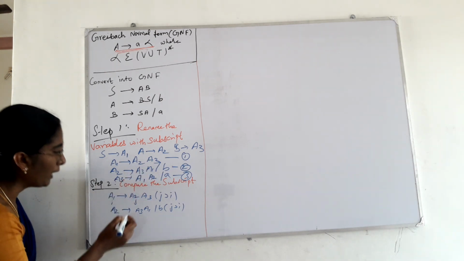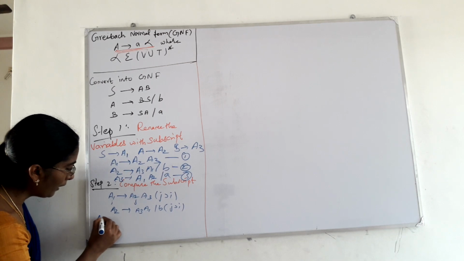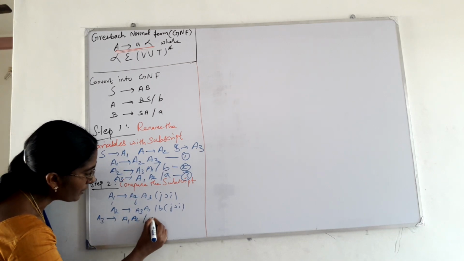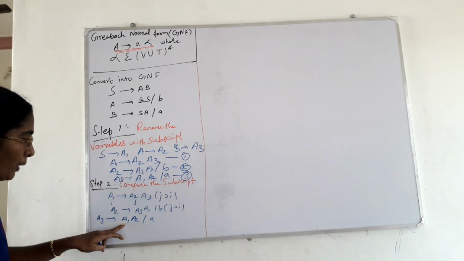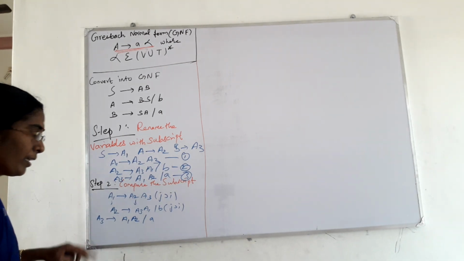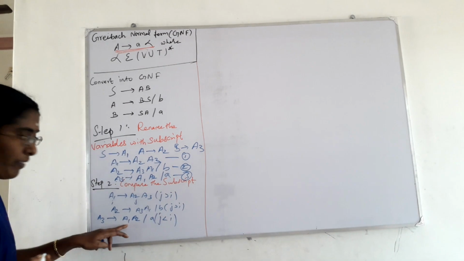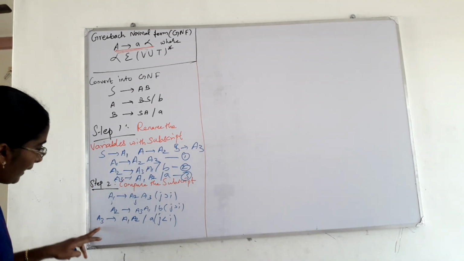Next consider the third production. What is our third production? A3 implies A1 A2 | a. Here the j value is less than i. Here we have 1, which is less than 3.